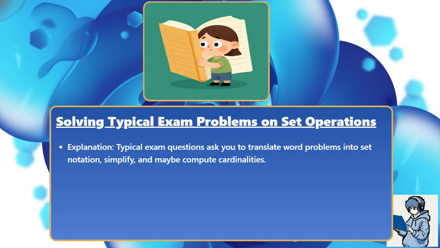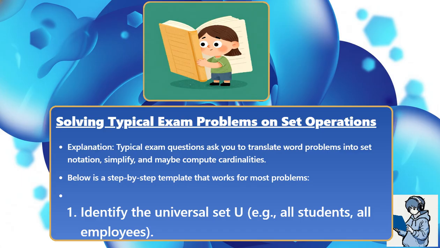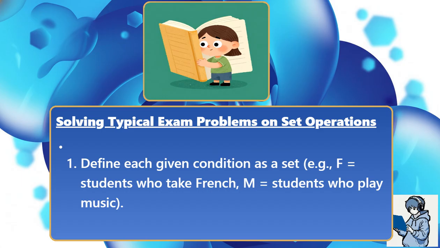Typical exam questions ask you to translate word problems into set notation, simplify, and maybe compute cardinalities. Below is a step-by-step template that works for most problems. 1. Identify the universal set U, for example, all students, all employees. 2. Define each given condition as a set. For example, F equals students who take French, M equals students who play music.